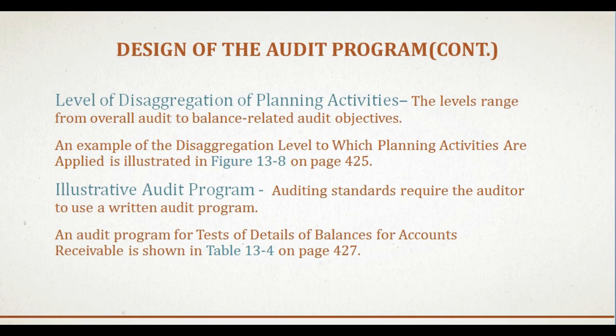The various planning activities we have discussed in chapters 6 to 13 are applied at different levels of disaggregation depending on the nature of the activity. The levels range from overall audit to balance-related audit objectives. An example of the disaggregation level to which planning activities are applied is illustrated in figure 13-8 on page 425 of your textbook. Auditing standards require the auditor to use a written audit program. An audit program for tests of details of balances for accounts receivable is shown in table 13-4 on page 427 of your textbook.